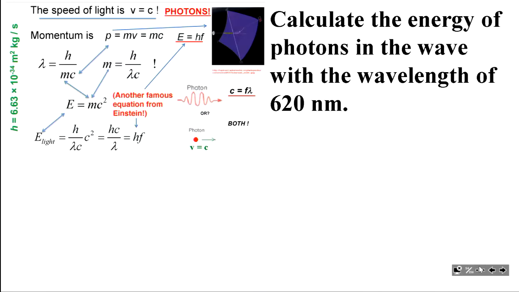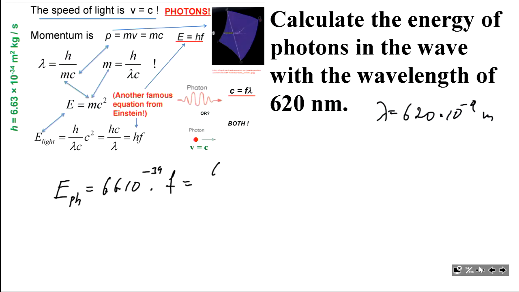Let's do an example of this calculation. Wavelength, lambda, 620 nanometers. So we are looking for the energy. Well, the energy of a single photon should be equal to about 6.6 times 10 to the negative 34 if we use the International System of Units. This is the value for Max Planck's constant times frequency.